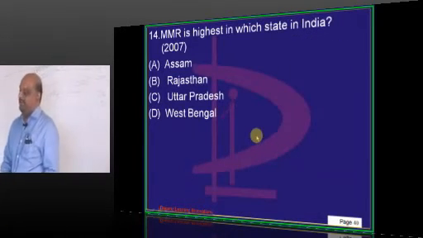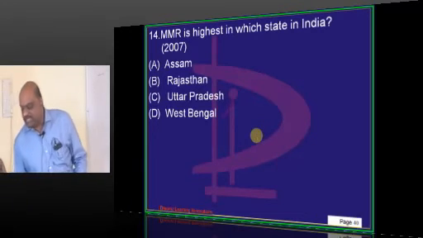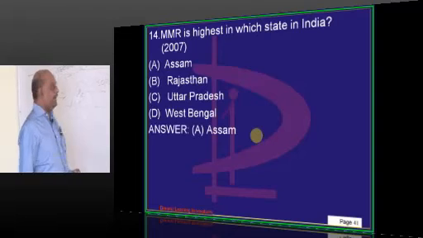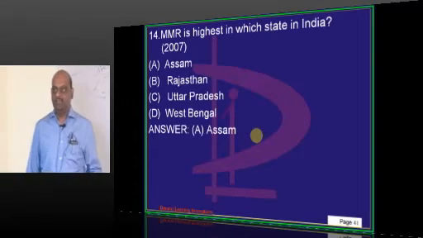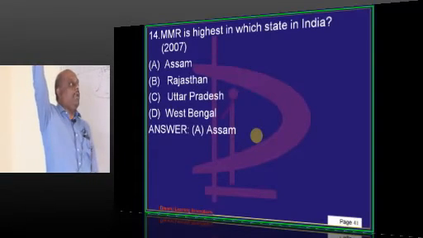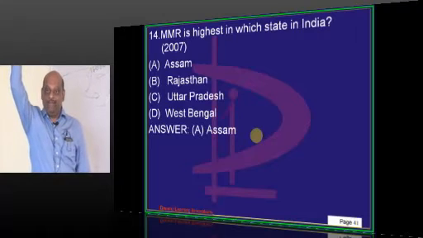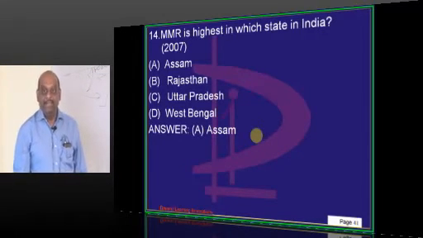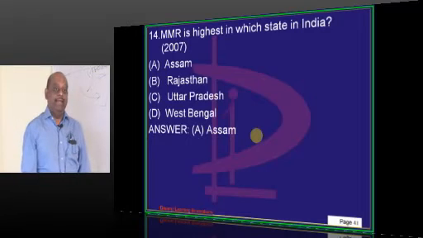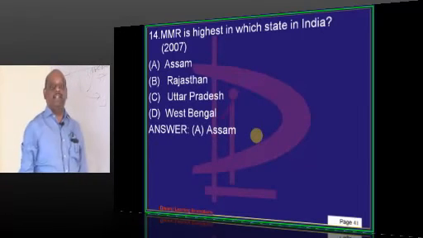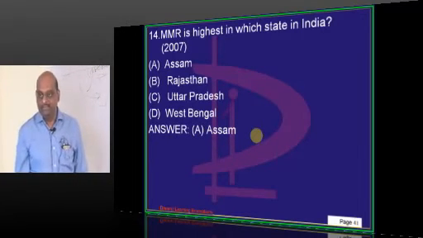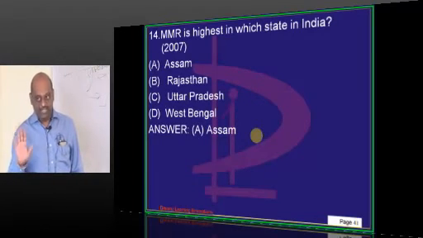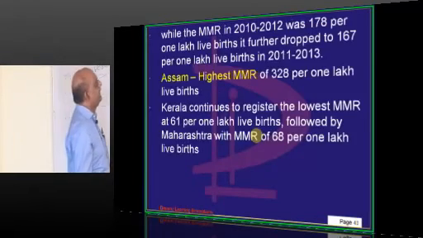Then MMR, maternal mortality rate, is highest in which state of India? Yeah, Assam. Right? Because it takes some time to reach the PHC at the top of the hill. So sitting in a bullock cart, by the time the pregnant woman goes to the top of the hill in Assam, either delivery occurs or she will die on the way. So Assam, please don't forget.